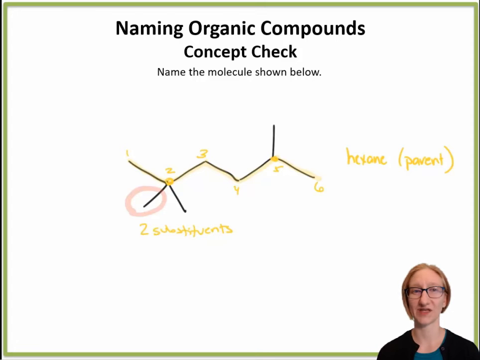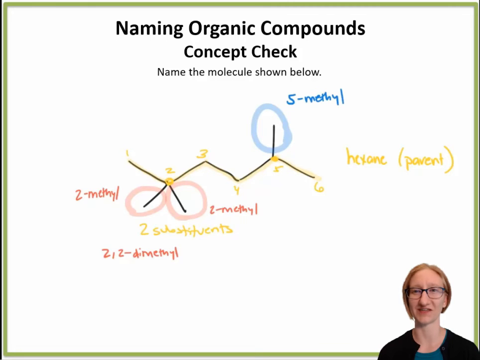We have 2 methyl groups at carbon 2. So we need the prefix 2,2-dimethyl. And we have 1 methyl group at carbon 5. So we have a 5-methyl group, or a 5-methyl prefix. Because all the substituents are methyl groups, we bundle them together and indicate that there are 3 by using the nomenclature trimethyl. So this molecule is named 2,2,5-trimethylhexane.